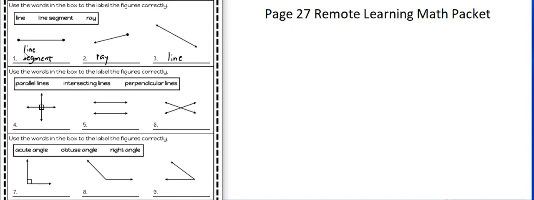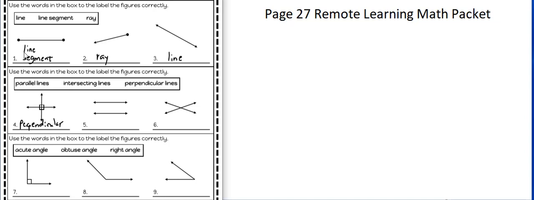Number 4, use the words in the box to label the figures correctly. So here we have 2 lines, okay, they're lines that go on forever, and they are intersecting each other, but they're intersecting each other at a 90-degree angle. In every intersecting line, every interior angle is a 90-degree angle. So this would be perpendicular lines. Okay, so those are perpendicular.